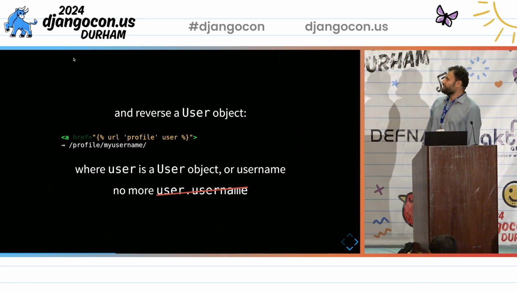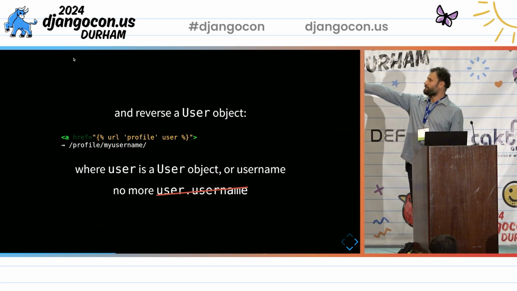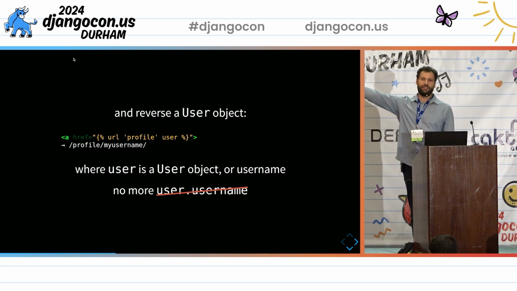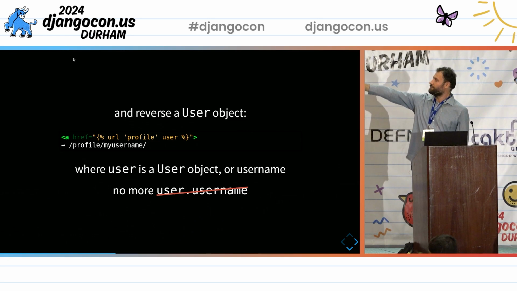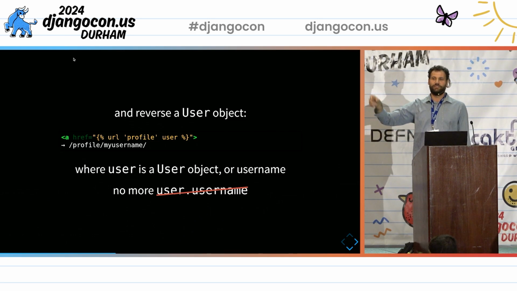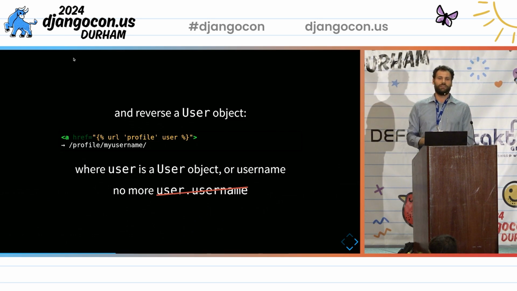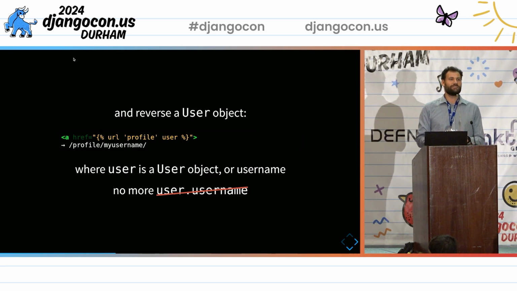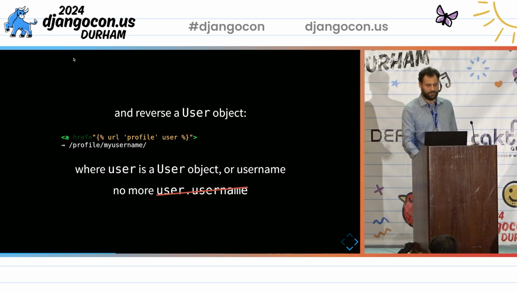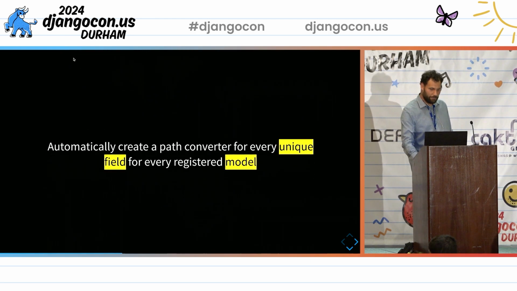And another nice thing is that you can use it in the reverse direction as well. So if you have a template where you have a URL template tag, as parameter, we can use the user object directly. So there is no more need for user.username. We can simply pass the user object, and the path converter knows, oh, I have to use the username of that user, right? So it makes the reverse shorter as well.